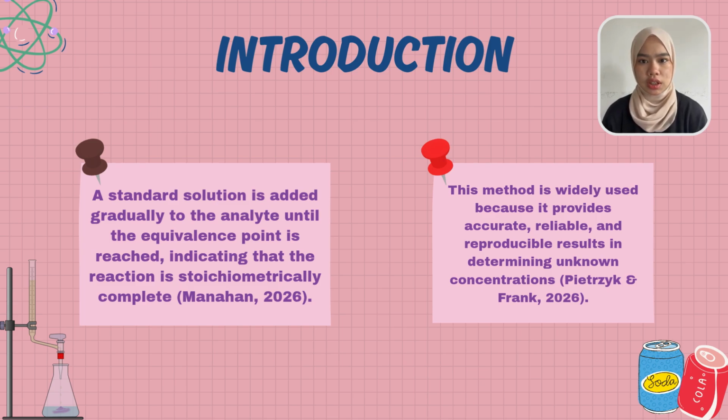During the titration, the standard solution, also known as the titrant, is added slowly to the analyte. The equivalence point is reached when the acid and base have reacted in the exact stoichiometric ratio. At this stage, the reaction is considered complete.